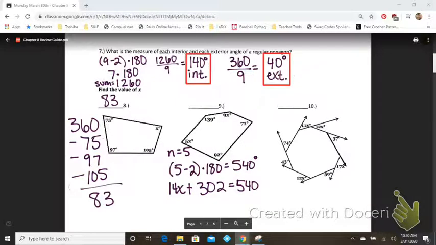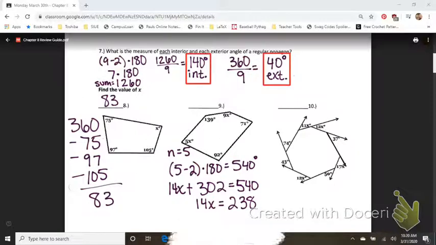Then we just need to solve 540 minus 302, and then divide that by 14. So 14x equals 238 after I subtract. Divide both sides by 14. We get that x is equal to 17. And that's all they wanted, was the value of x, so we can stop there. If they had wanted the value of the other angles, we would have to plug 17 back in.